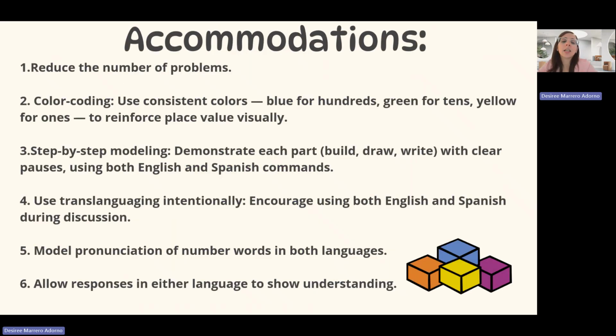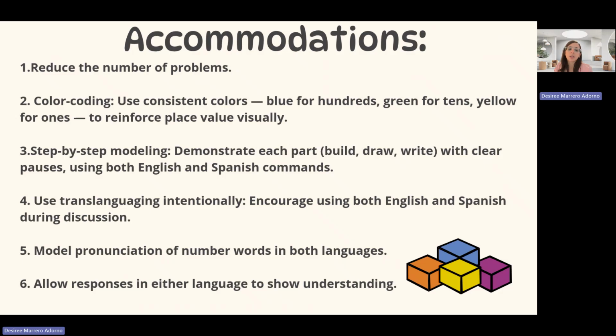Some accommodations took place, and that is something really important for you to acknowledge because this could happen and this happened in my class. First one, to reduce the number of problems. All my students could complete it, but I have two of them that I have to cut in half the exercises, but it was good for them too. Another one could be the color coding, using blue for the hundreds, the squares, green for the tens, and yellow for the ones, the circles. Using colors would be really helpful for them to separate each of them.